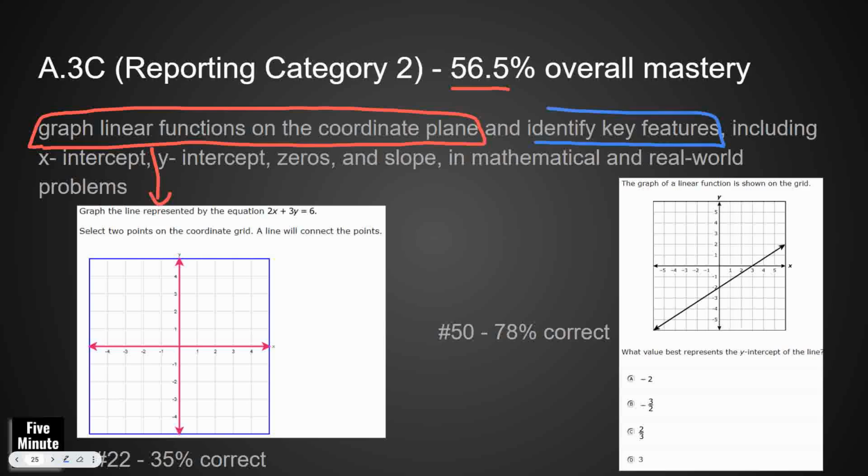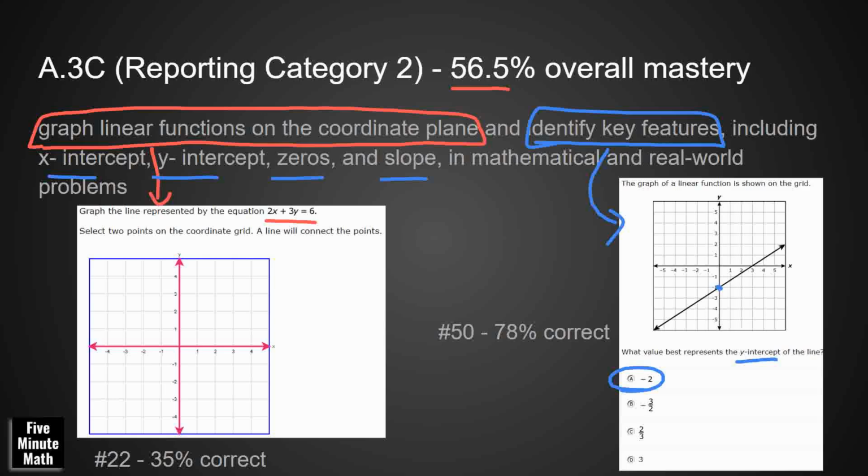Identify key features, including x-intercept, y-intercept, zero, slope. That's what that one is. We don't have any problem identifying key features. Let's just get 50 out of the way. What is the y-intercept? Yeah, 78% of our students got that, -2. So we're able to calculate y-intercept or recognize y-intercept on a graph. That's not hard. What's hard is graphing linear functions. If it were in slope-intercept form, maybe, but this is in standard form. So we've got options, okay? So I'll do this two different ways because we need to provide our students options, let them know they can choose which one works for them.